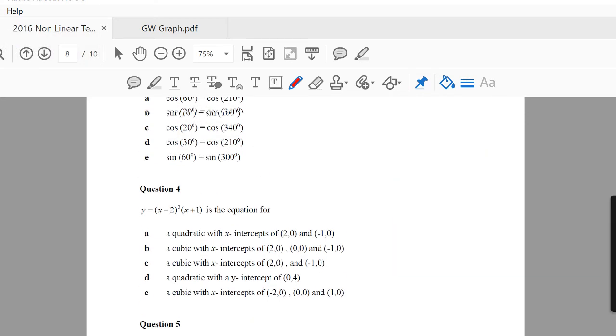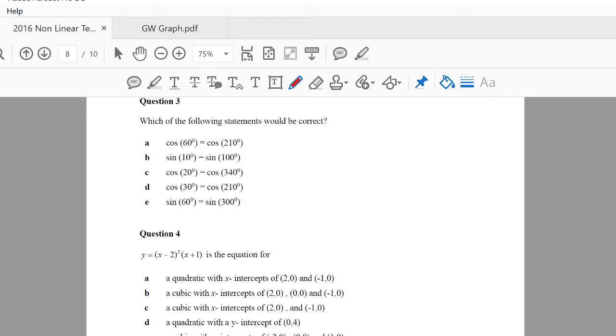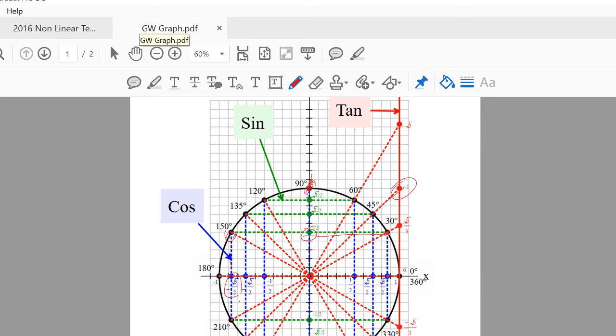Okay. Question 3, which of the following statements would be correct? All right, for this one, we just need to go through the graph. Is cos of 60 equal to cos of 210? Well, 60 degrees is here, 210 degrees is down here. Do these two values have the same cos? And they clearly don't. One's on the left and one's on the right.